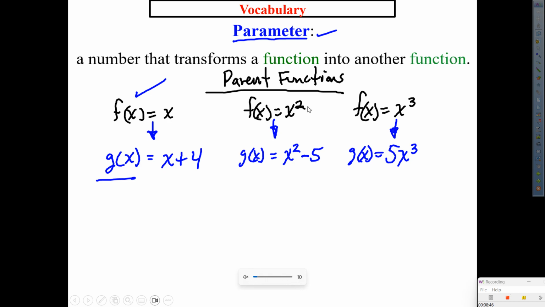Same thing on this one. X squared minus 5, I did minus 5 to the x squared, so it changed it. So we changed f of x to g of x as well. Same thing for this one, x cubed, we multiply times 5, so instead of being f of x, it's g of x equals 5x cubed. From there, we talked about that this is our general rule. Is that correct? Caesar, yeah?